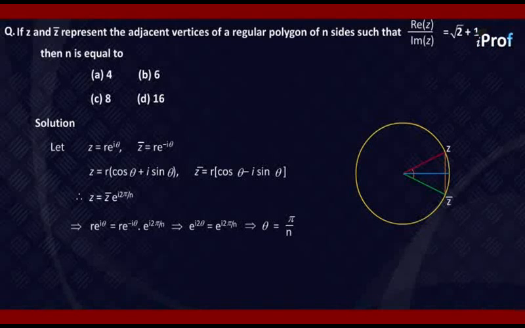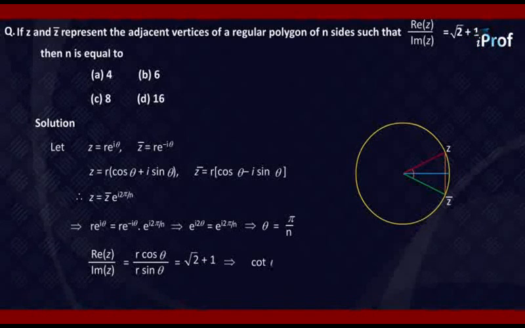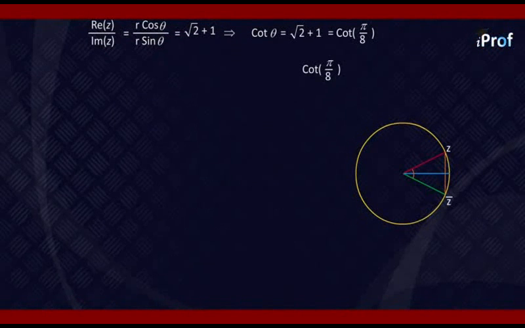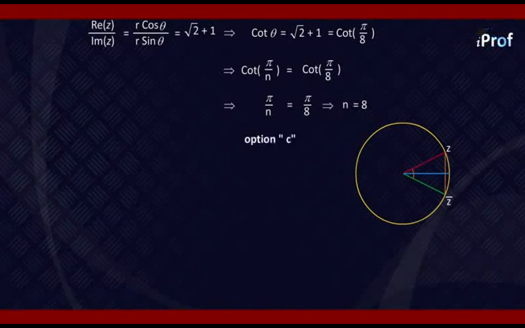But it is given that real part of Z upon imaginary part of Z is equal to root 2 plus 1. Therefore, real part of Z is equal to r cos theta, imaginary part of Z is equal to r sin theta. Their ratio is equal to cot theta. Therefore, cot theta is equal to root 2 plus 1, which is the value of cot of pi by 8. Therefore, theta is equal to pi by 8. But theta is equal to pi by n. Therefore, pi by n is equal to pi by 8 gives you n equal to 8. Therefore, it is an octagon whose number of sides are 8.